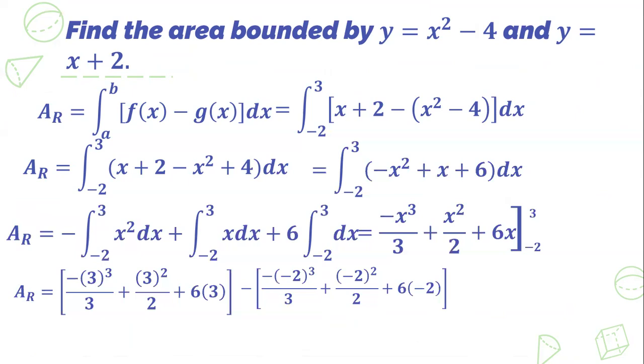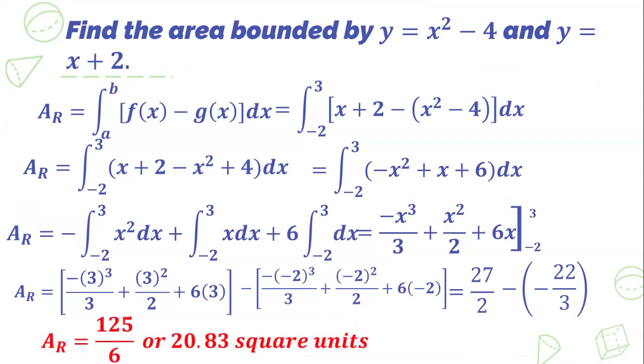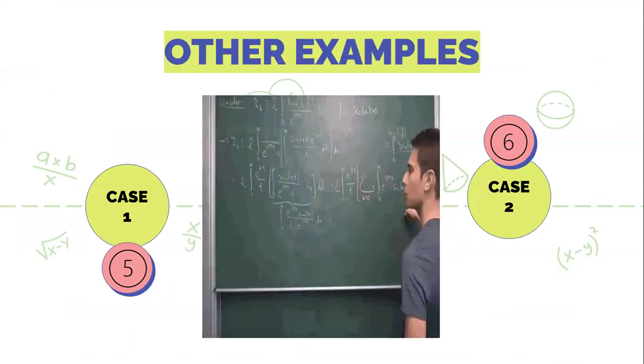Again, this is a calculator technique. We'll have 27 over 2. You may recheck. Minus negative 22 over 3. This is the lower value, which is negative 22 over 3. And of course, the final answer will also be a calculator technique. So the answer will be 20.83 square units. So you round it off to 2 decimal places.